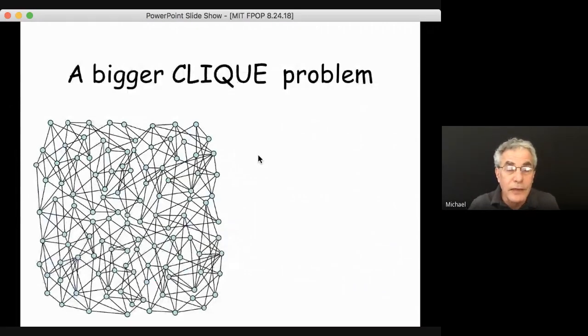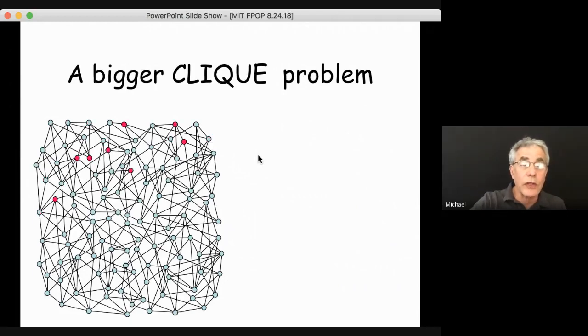Maybe you have a bigger immediate family. I give you a slightly larger network, and now I want to find, say, a clique within that group that has 8 nodes. Well, you might imagine feeding that problem into a computer, but the only known method for solving these clique problems relies on searching for the answer.